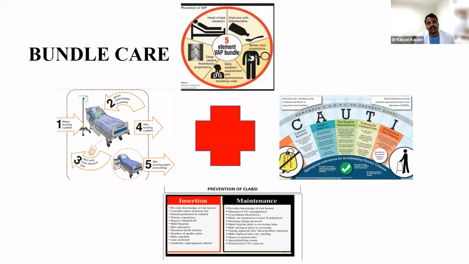We have to follow these 5 steps to minimize infections, especially in ALF patients, and also in all cases that are in ICU. And apart from that, if the patient is intubated on a ventilator, the VAP bundle to prevent ventilator-associated pneumonia should also be followed. If the patient has central lines or urinary catheters, the CLABSI bundle and CAUTI bundle should be followed religiously.